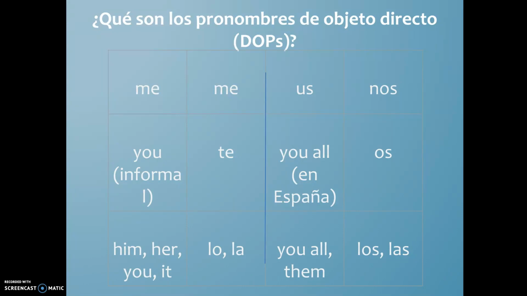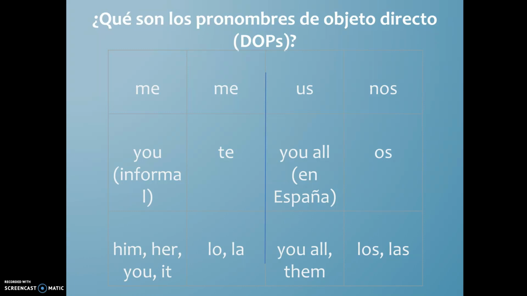For me, we have me. For the informal you, we have te. Him, her, you, or it, lo or la, lo masculine singular, la feminine singular. And remember, you were informed that we'd be focusing really on the it here a lot. For us, it's nos. You all, in España only, is os. And for you all or them is los and las. And remember, we were also focusing a decent amount on them. So you're going to see that los and las there.